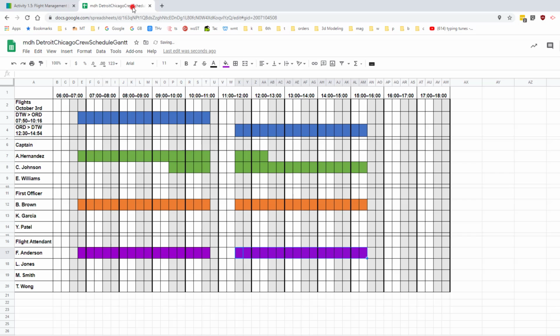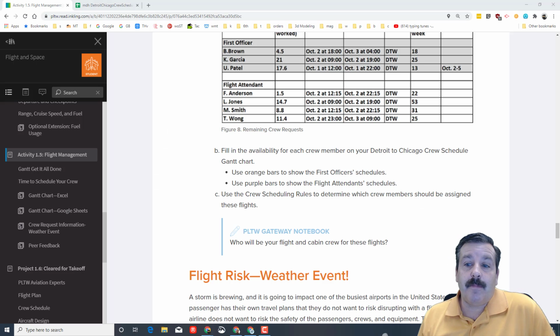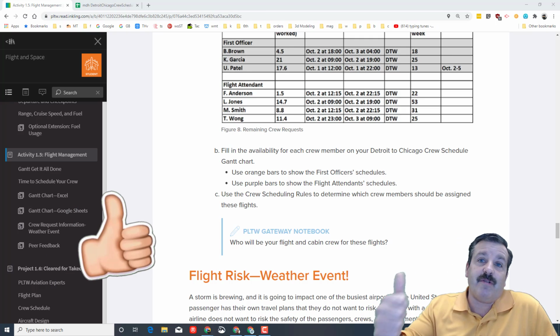Once you've got your map figured out, you'll be able to figure out who is the only person that can captain both flights. You'll be able to solve who can be the one first officer, and you need to be able to tell me who the two flight attendants will be in your Project Lead the Way notebook. Alrighty, friends, now that you've got that information, make sure that you answer that in your Project Lead the Way notebook.